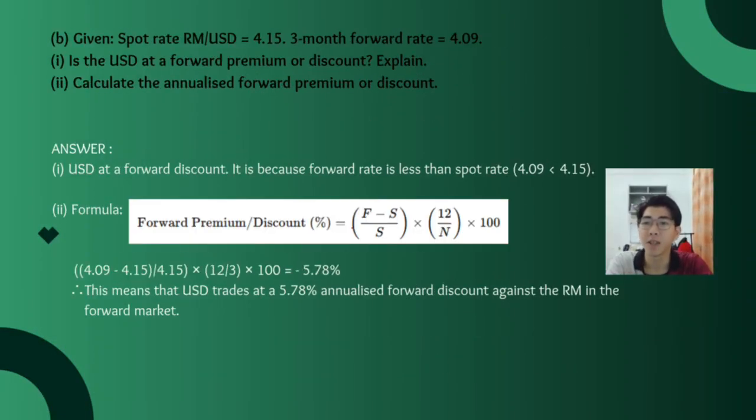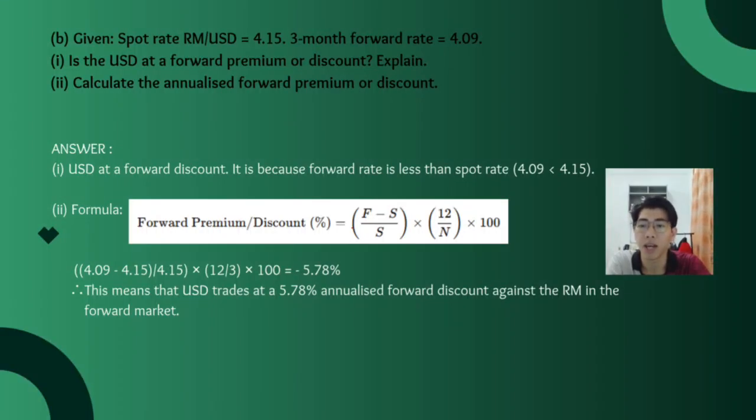B. Given the spot rate RM over USD is 4.15, the 3-month forward rate is 4.09. Roman 1: is the USD at a forward premium or discount? Explain. Roman 2: calculate the annualized forward premium or discount.